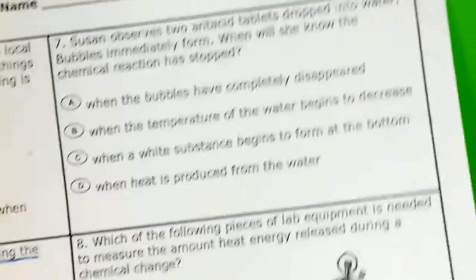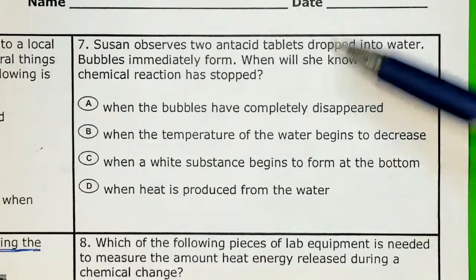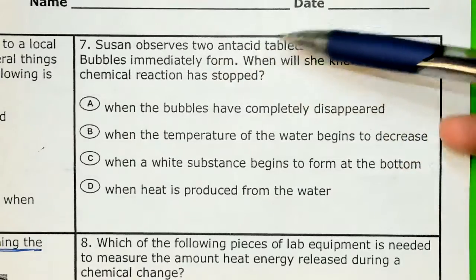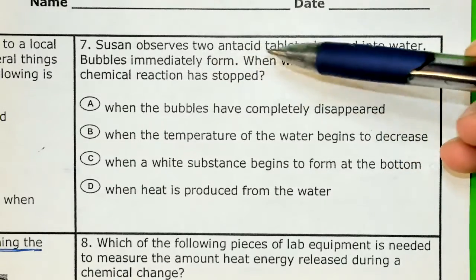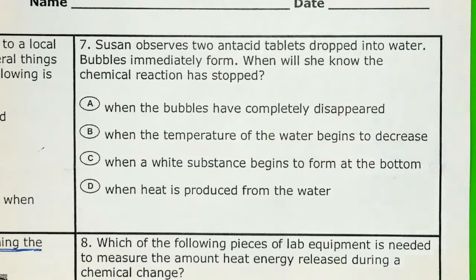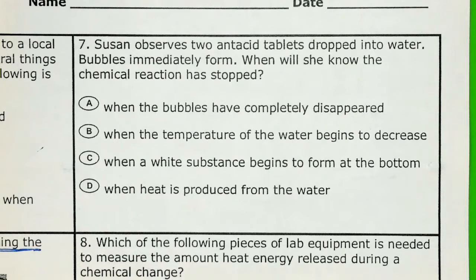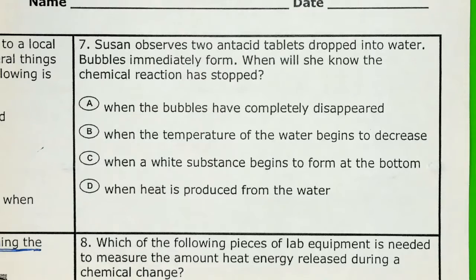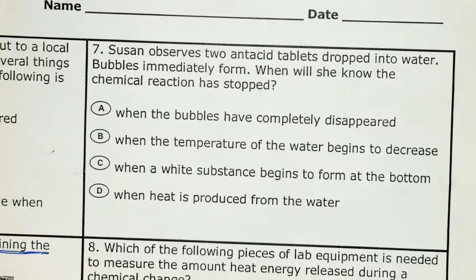Okay. All right, number 7. Susan observes 2 antacid tablets dropped into water. Bubbles immediately form. When will she know that a chemical reaction has stopped? When she dropped that into the water, all right, you see a pressure change, an unexpected pressure change. A solid into a liquid is causing it to dissolve, but it's causing an intense pressure change, lots of bubbles and fizzing.